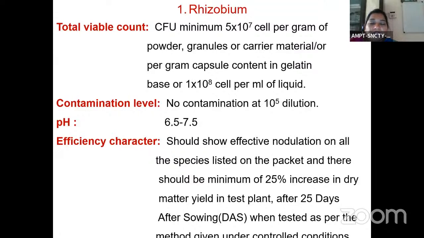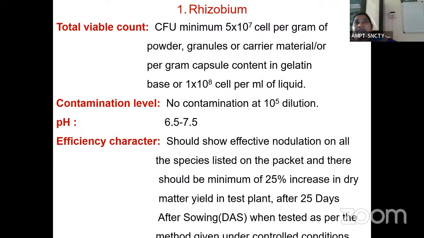The liquid biofertilizer should contain 1 x 10^8 cells. The carrier biofertilizer should have 5 x 10^7 cells. For contaminant levels, it should not contain any contamination at 10^5 dilution. The pH should be 6.5 to 7.5.